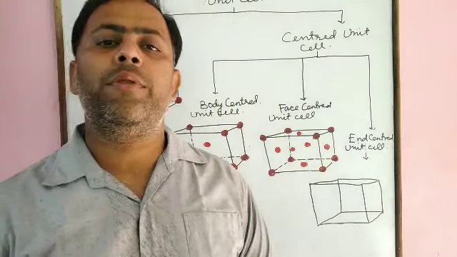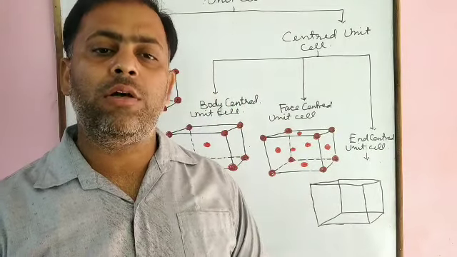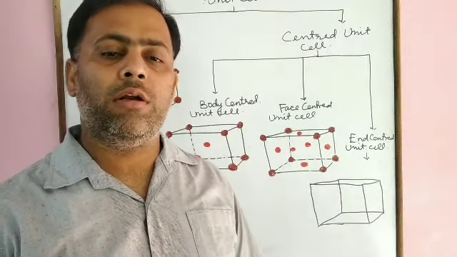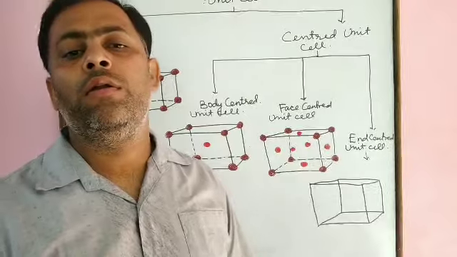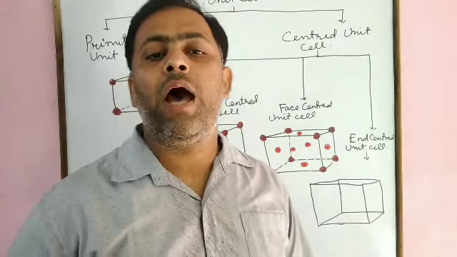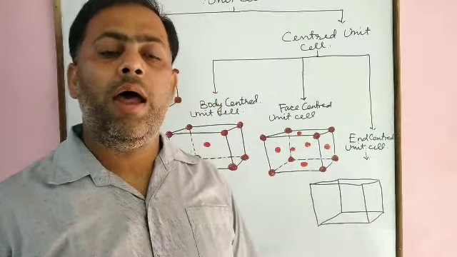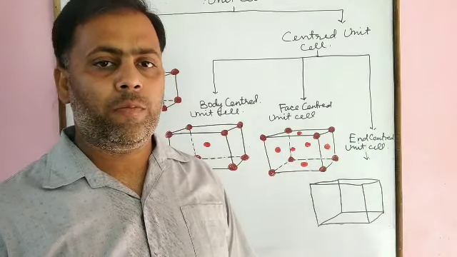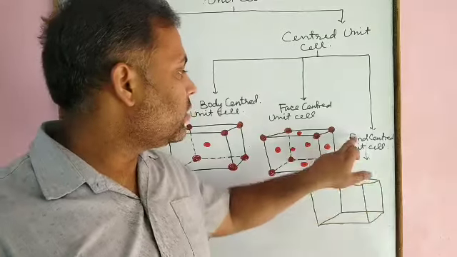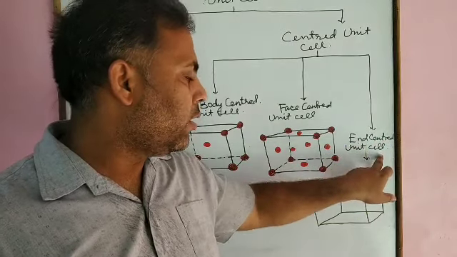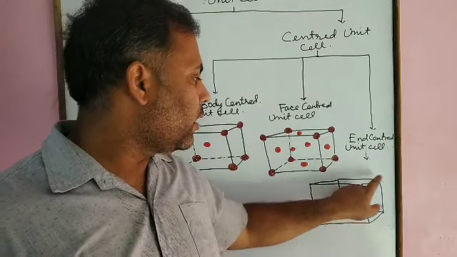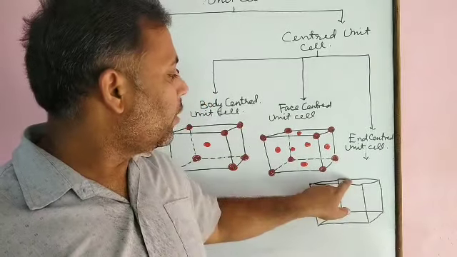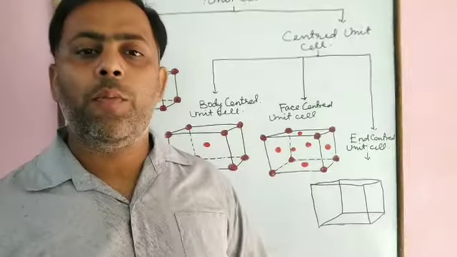the atoms are present at each corner. It means atoms are present at each corner. To the next one, 2 atoms are present at the center of 2 opposite faces. Once more, in end-centered unit cell, the atoms are present at each corner together with 2 atoms at the center of opposite faces.